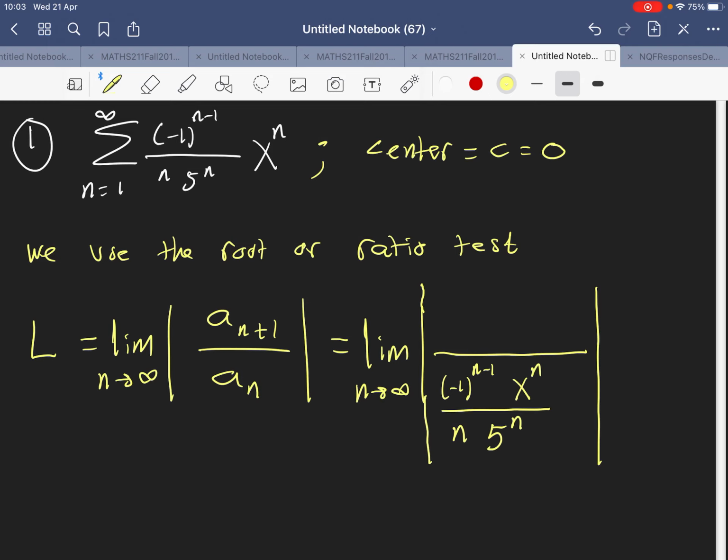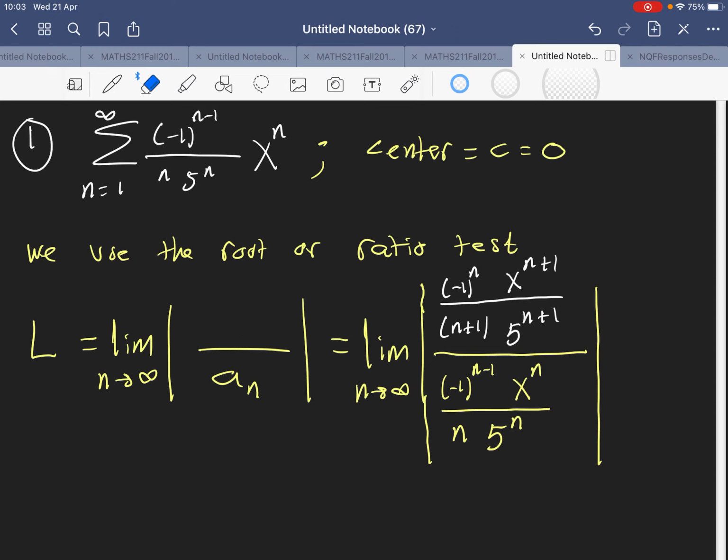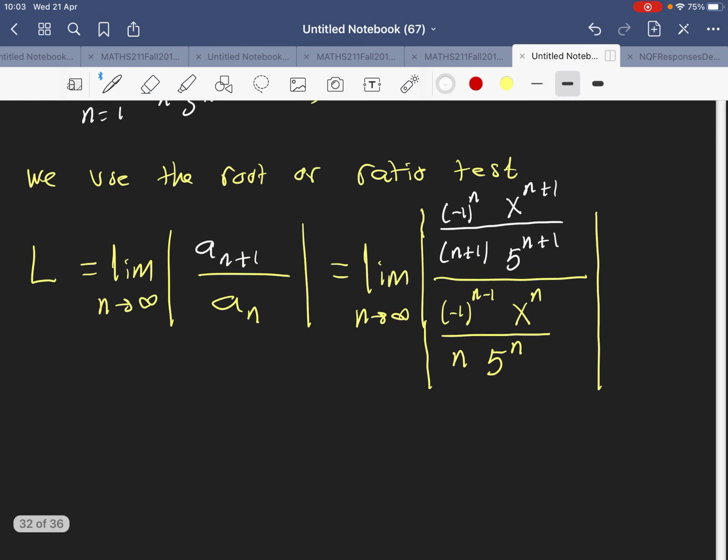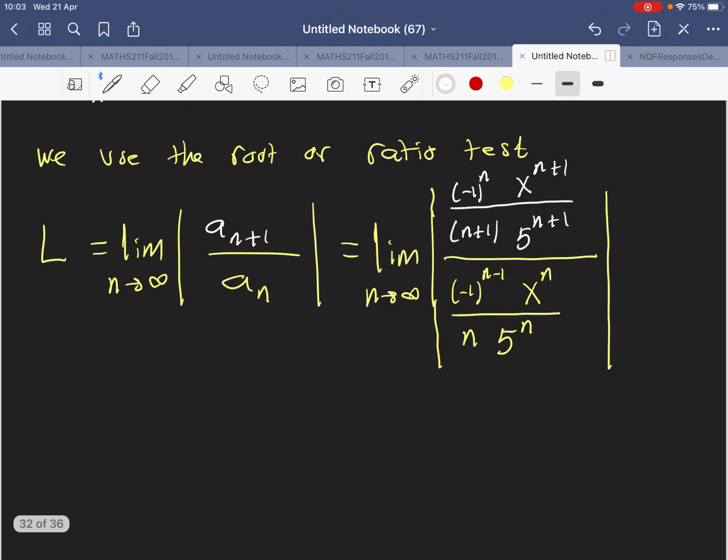Now, what is a_{n+1}? Well, actually, it's the same, but you change every n to n plus 1. And now what you need to do is the following. You have a stack of 4. You just have to maybe play with it a little bit.